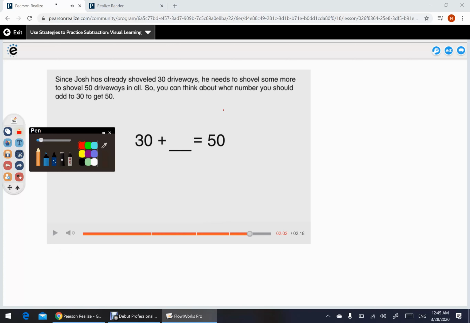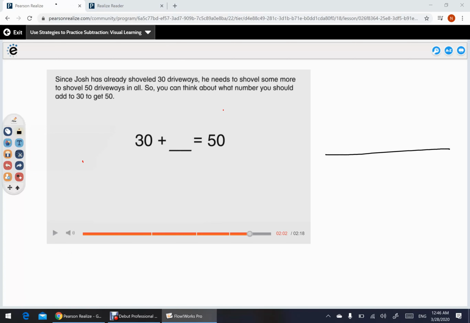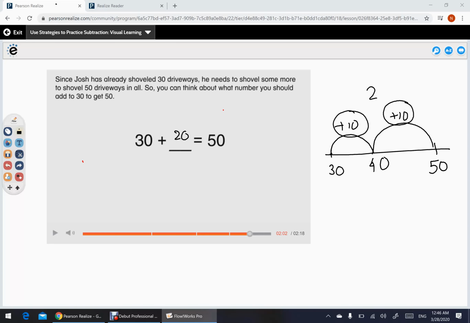So now here, now think addition, right? So we used an open number line. We start from 30 and we need to go all the way till 50, right? So how many hops or jumps will you make to go till 50? After 30, 40, after 40, 50, plus 10, plus 10. So how many times did I hop? 2 times, right? So 2 tens is nothing but 20, right? Yes.